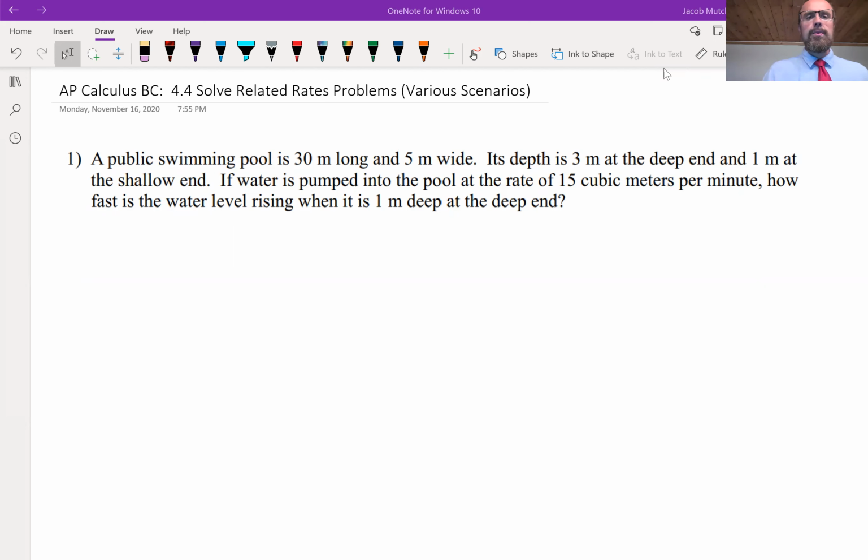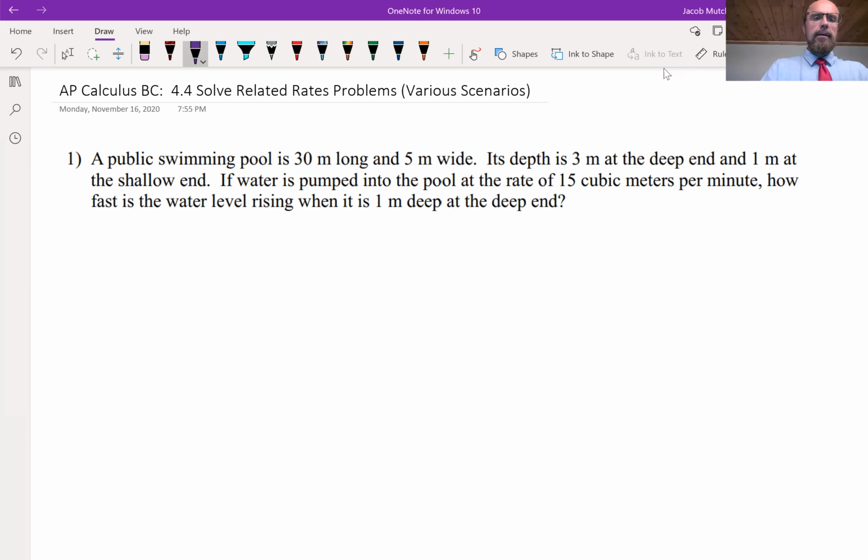Our first example is about a public swimming pool that is 30 meters long and 5 meters wide. Its depth is 3 meters at the deep end, 1 meter at the shallow end. If water's pumped into the pool at the rate of 15 cubic meters per minute, we want to know how fast is the water level rising when it's 1 meter deep at the deep end.